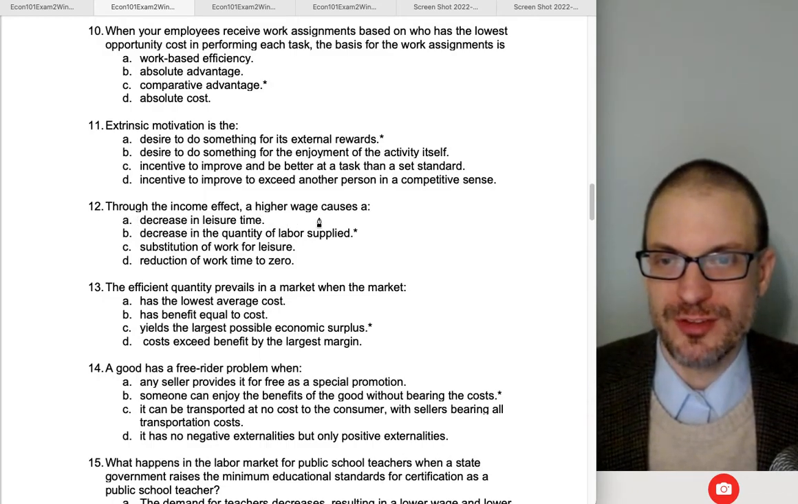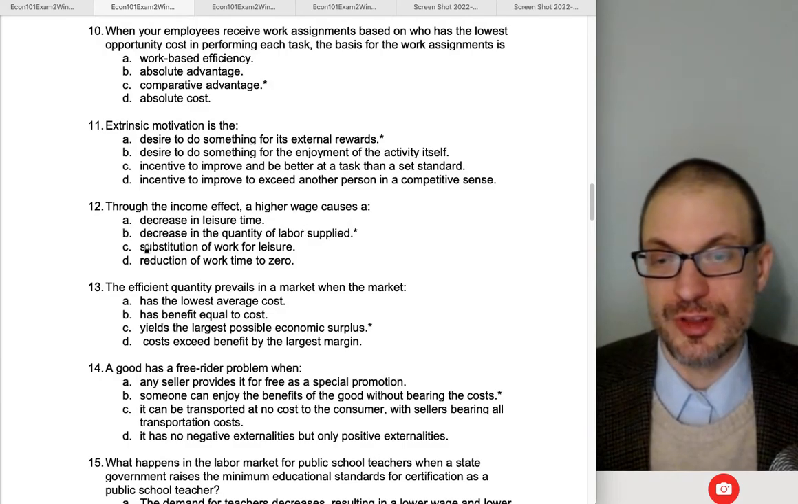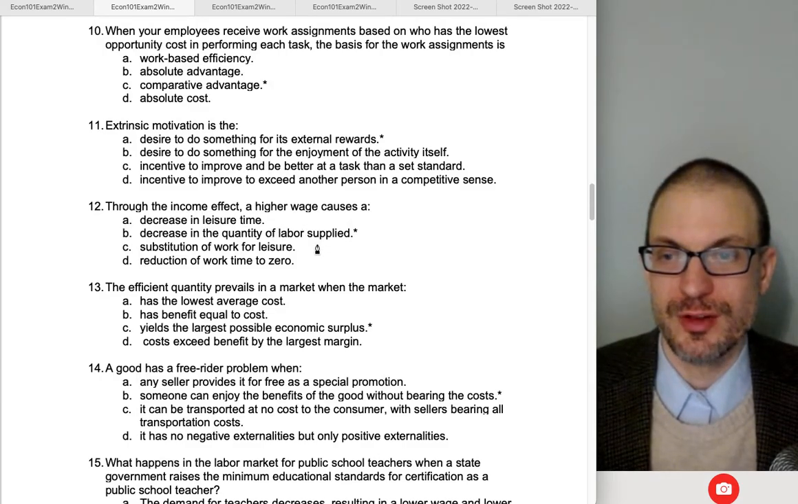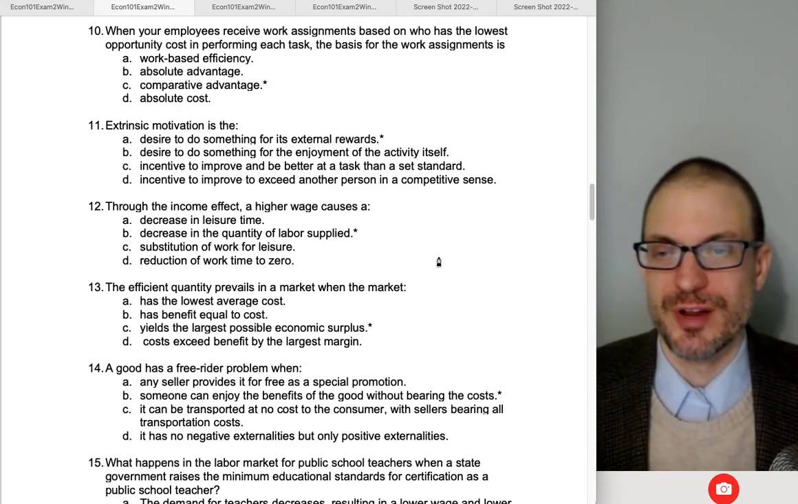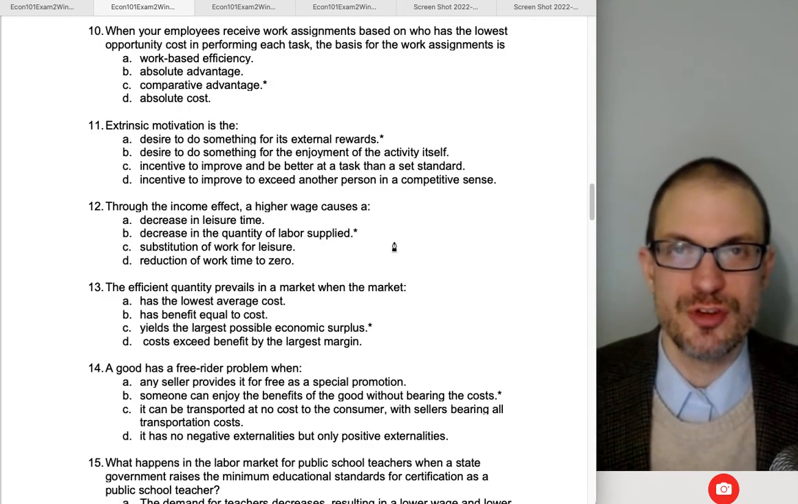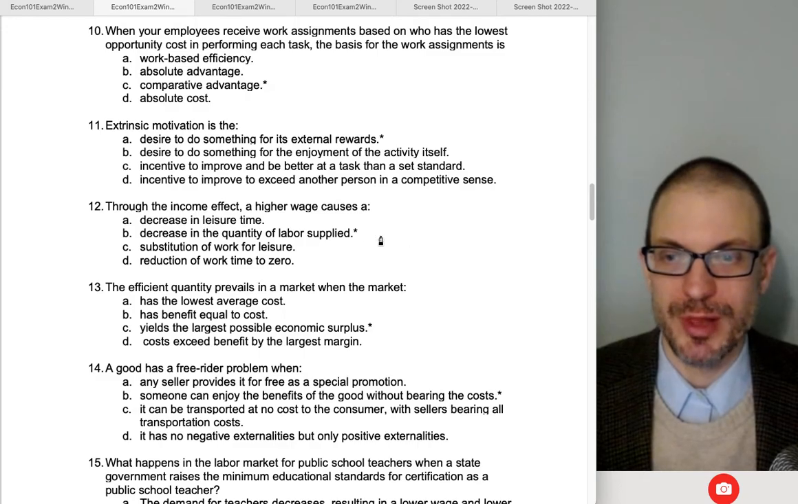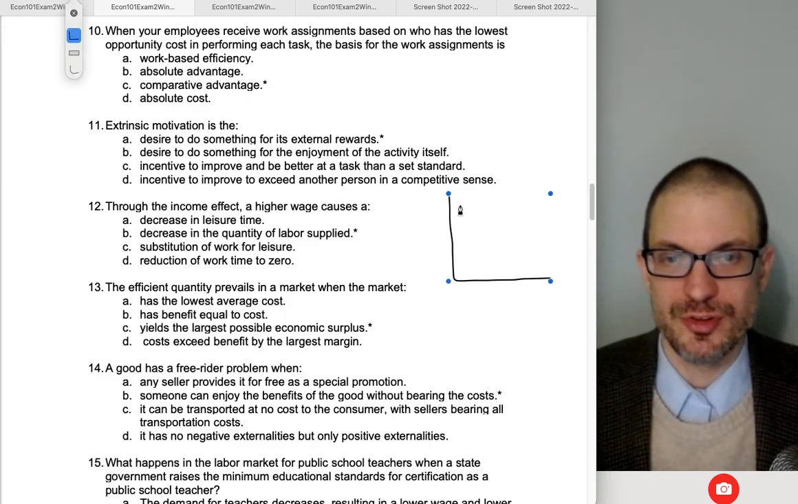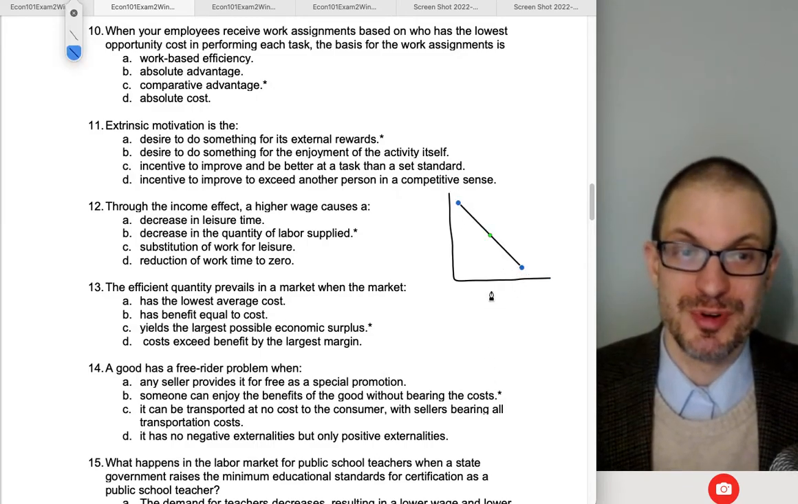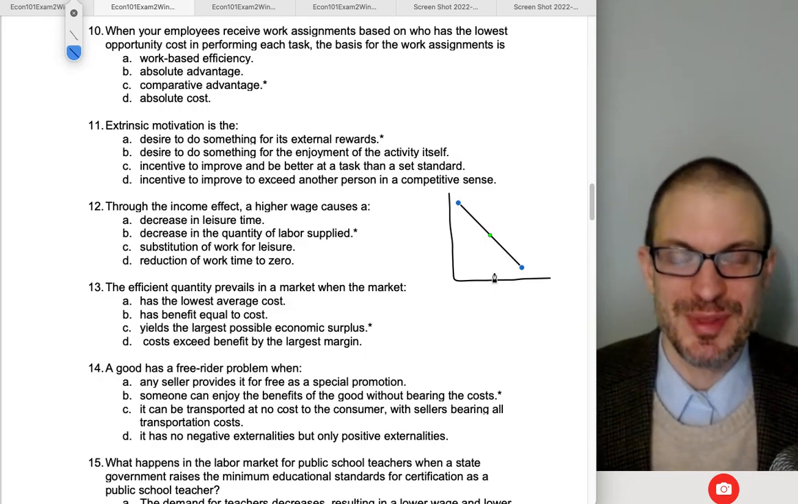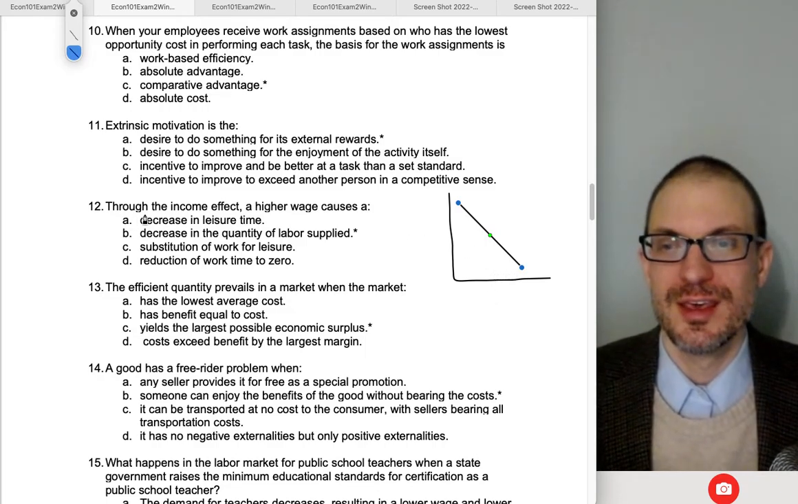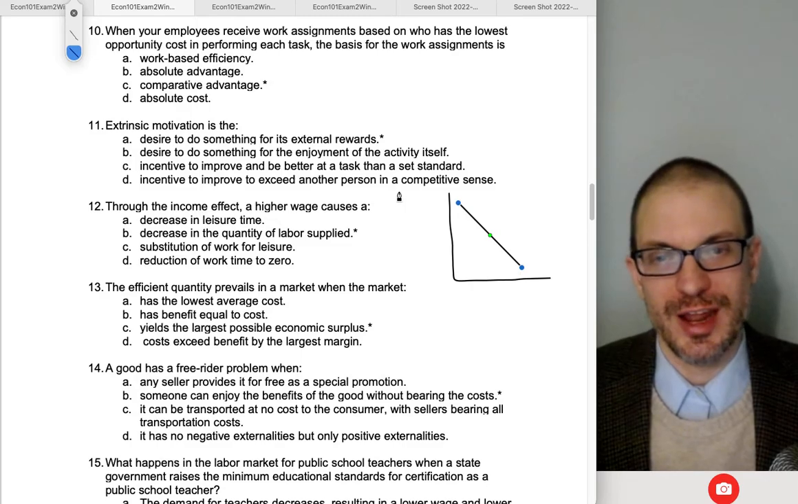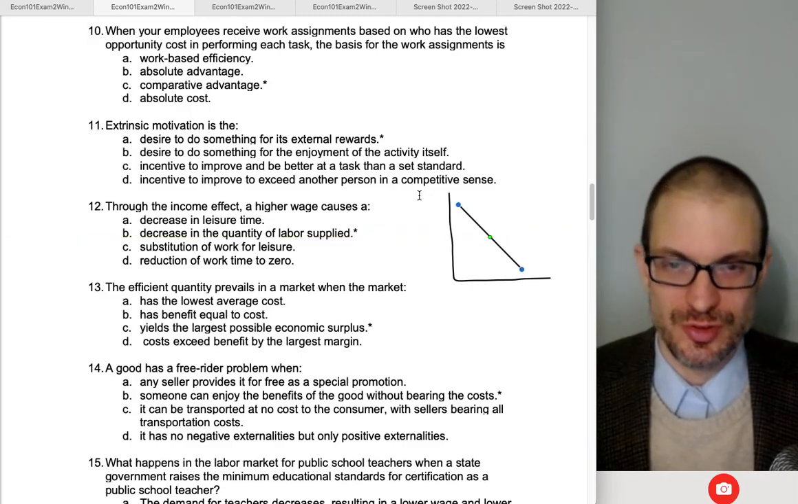Through the income effect, a higher wage causes a decrease in the quantity of labor supplied, right? So we talked about this a little bit earlier. We said if the substitution effect dominates, at the higher wage you're going to increase your quantity of labor supplied. But through the income effect, a higher wage causes a decrease in the quantity of labor supplied. So that's going to be basically this picture. Yeah, that's a labor supply curve. It looks like a demand curve, but that's a labor supply curve when the income effect dominates, because then at higher wages, so this would be wage, this is quantity.